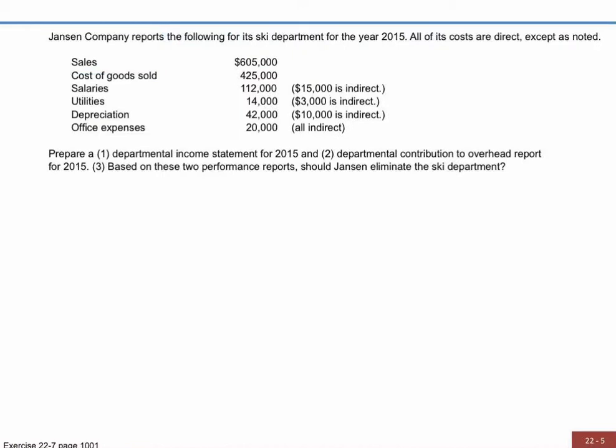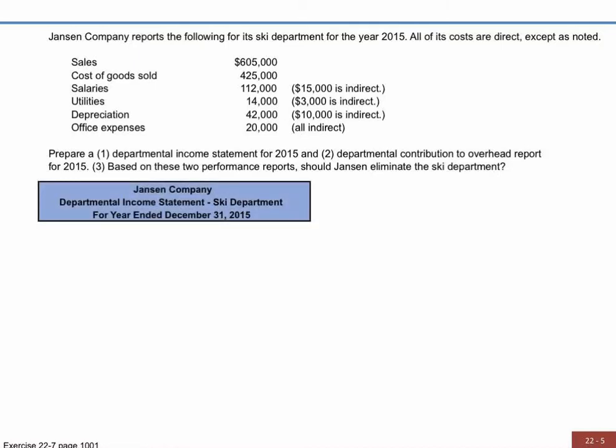The next exercise we're going to look at is a decision whether or not to eliminate one of the departments that we have. For example, what we're looking at here is the ski department. And we've got a departmental income statement that we're going to build out based on the information that's provided above, including sales and cost of goods sold.